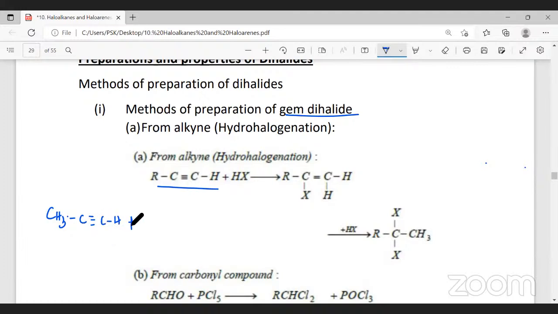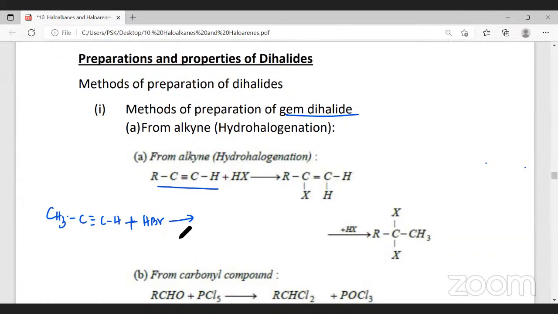This propyne, when it's allowed to react with hydrogen bromide, you know Markovnikov's rule. Whenever a hydrogen halide is added to an unsymmetrical alkene, we learned, here it's again an alkyne. Alkene and alkyne, any unsaturated molecule: the negative part of the added molecule gets bonded to the carbon containing less number of hydrogens. So bromine will attack this carbon and hydrogen will attack this carbon.